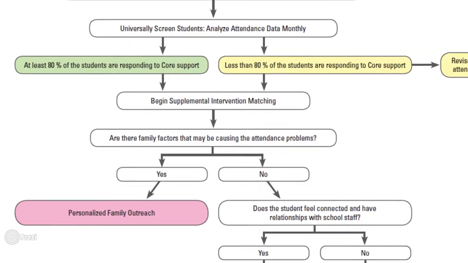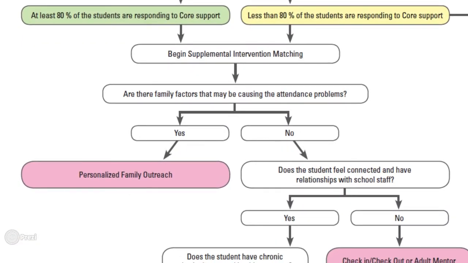So when we begin supplemental intervention matching, essentially what we're going to do is a cursory look at the function of the behavior, of why students are missing school. So the first question we want to ask and answer is, for students who are not meeting that threshold or who are missing more than 10% of school days, are there family factors that may be causing that attendance problem?